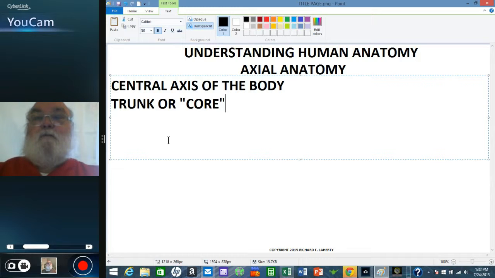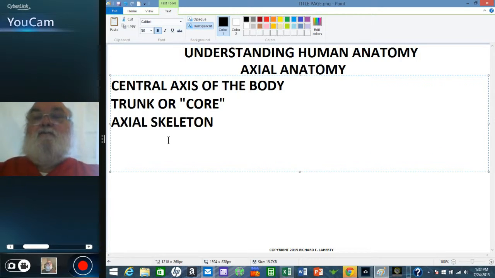Now, as with all parts of the body, there are going to be skeletal elements, muscular elements, and nerve and vascular elements, and the nerve and vascular we'll talk about at a different time. The skeletal elements are known as the axial skeleton. And the axial skeleton is composed of a number of bones.